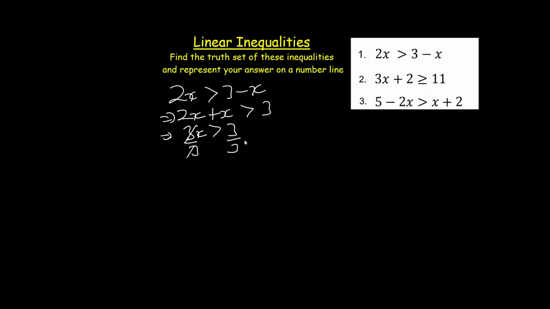Then 3 goes into 3, 1, which means that x is greater than 1. Therefore, the true set of the inequality is that x is greater than 1. So this is the true set of the inequality. Now, we are to represent this answer, the true set, on a number line.